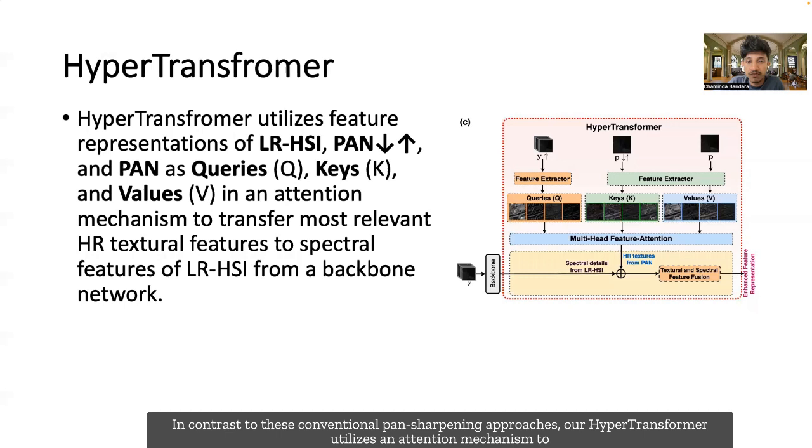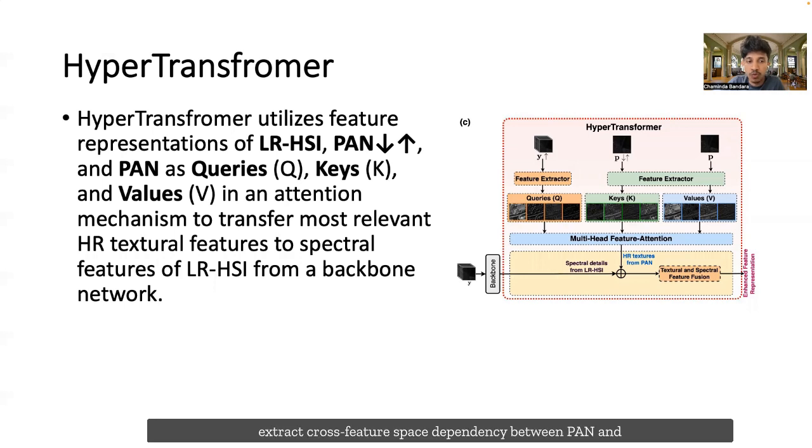In contrast to these conventional pan-sharpening approaches, our HyperTransformer utilizes an attention mechanism to extract cross-feature space dependency between pan and low-resolution HSI features and finds texturally advanced and more spectrally similar feature representations for low-resolution HSI before fusion, which greatly helps to obtain pan-sharpened HSI with simultaneous high spectral and spatial qualities.